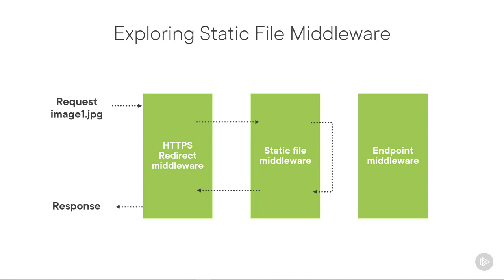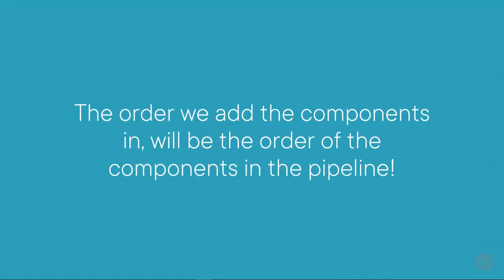The request won't travel further through the pipeline. It is handled by the static file middleware. The endpoint middleware, which could be, for example, ASP.NET Core MVC, won't even know about the request, hence decreasing the load on the server and thus improving performance. One more thing. The order in which we place the components in a pipeline is important. It really is a sequence, and placing the components in a different order can have a different effect.